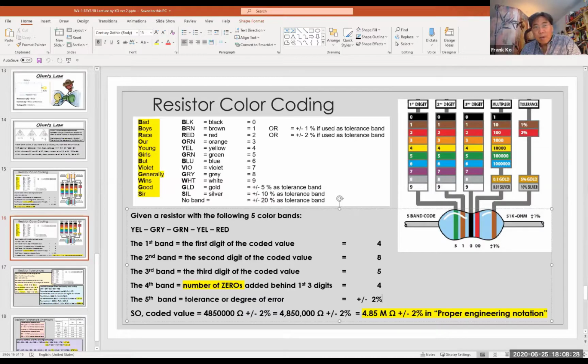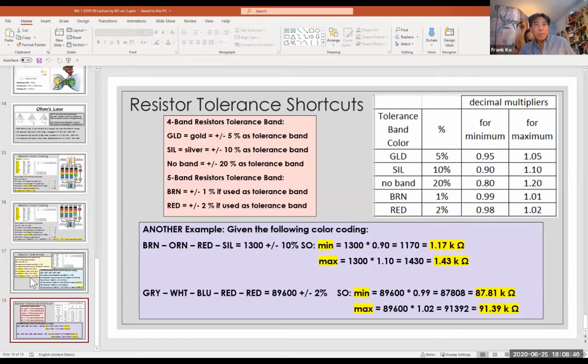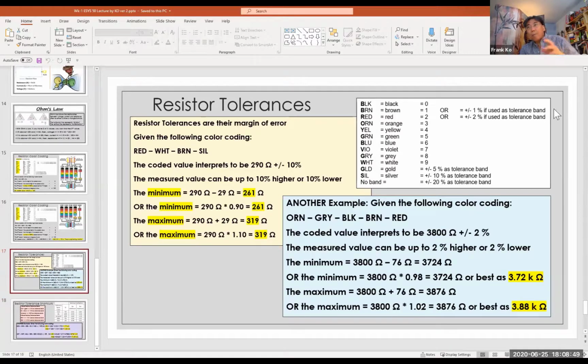Next, tolerance. This slide is an expanded discussion on resistor tolerance, and it goes to show how you are able to determine maximums and minimums very quickly. In this slide, the white box is a reiteration of your color codes, the color sequence and the numeric values assigned to the colors, and then the tolerances depending upon where they're used.